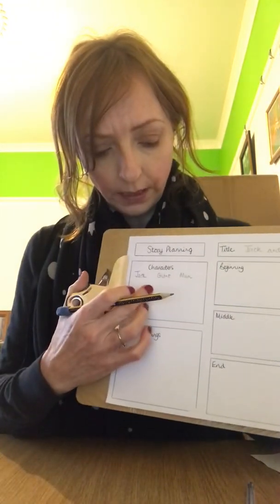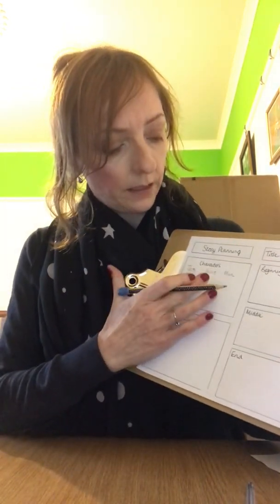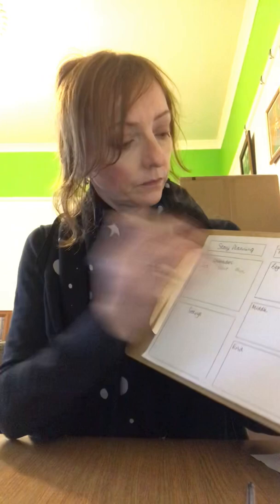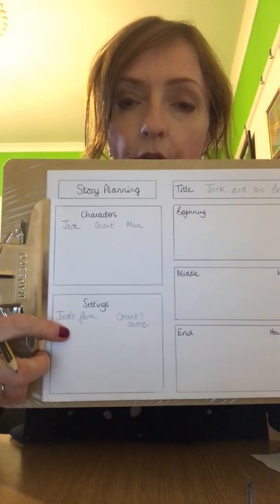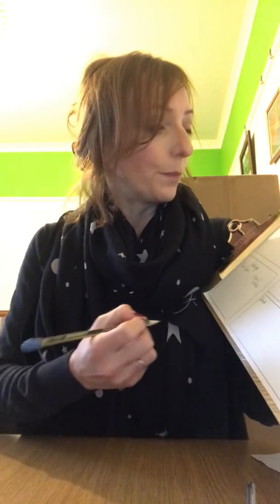Moving on to this box, it says characters. So I have written Jack, the giant, Mum, and that will do for the moment. Settings, I'm going to have Jack's farm. And I'm also going to have the giant's castle. Giant's castle. So you could draw a little picture just to remind you of Jack's farm and the giant's castle, or you could just jot down some adjectives or words that you're going to use in your big write.